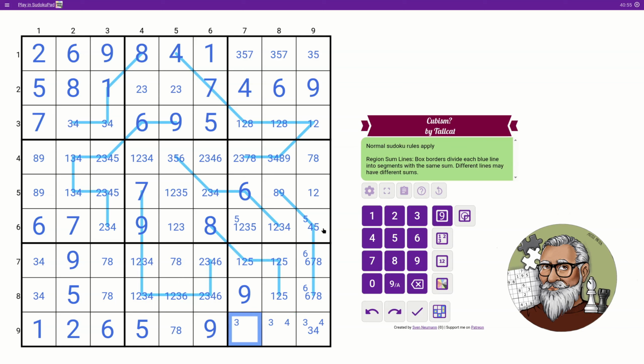What am I missing? Do I have to pencil mark the... Well, I mean, why didn't I pencil mark this one? It's the last bit. I don't know if it matters though. Well, can we have 7 here? Yeah, we can.